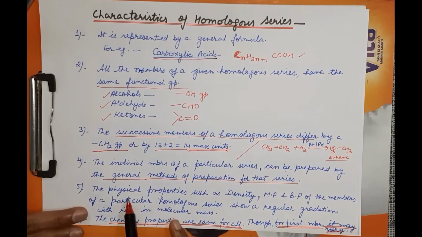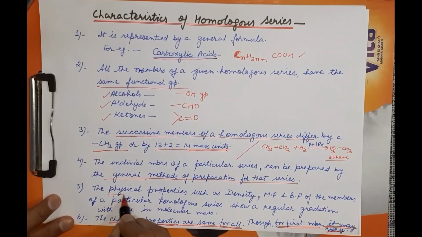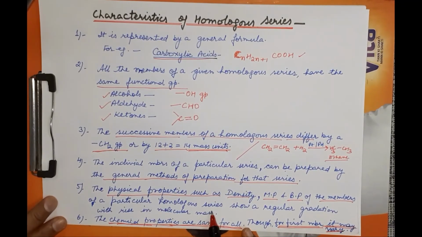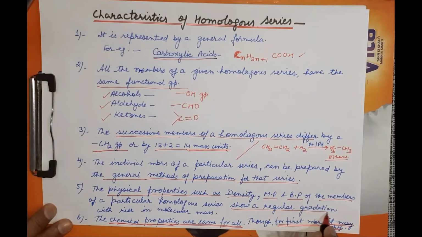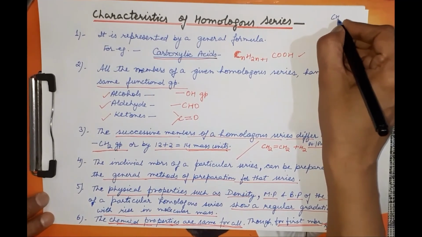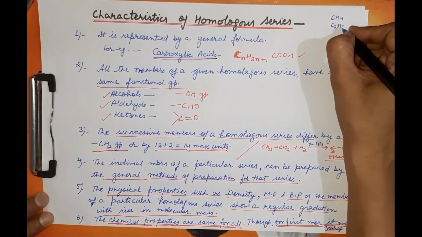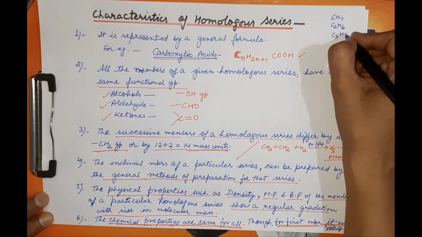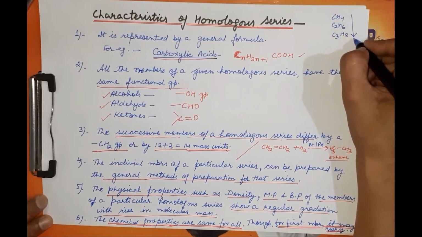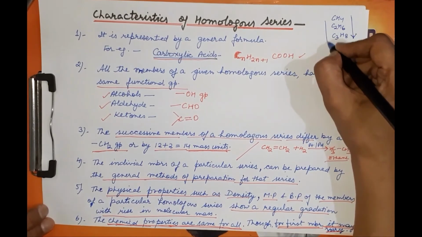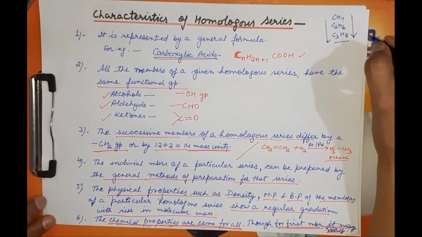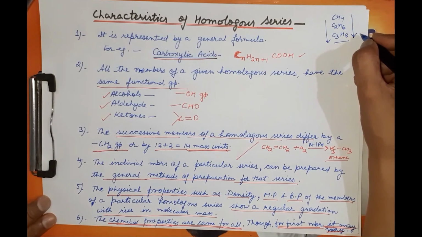The next characteristic is the physical properties. The physical properties such as density, melting point, and boiling point of the members of a particular homologous series show a regular gradation with rise in molecular mass. In the case of alkanes, we can write it like this. If we go from top to bottom in this homologous series, the molecular weight is increasing. With the increase in molecular weight, there is a rise in the melting point, boiling point and density.